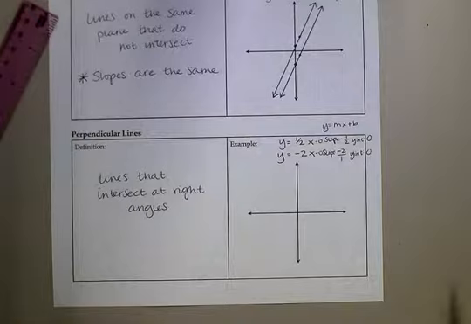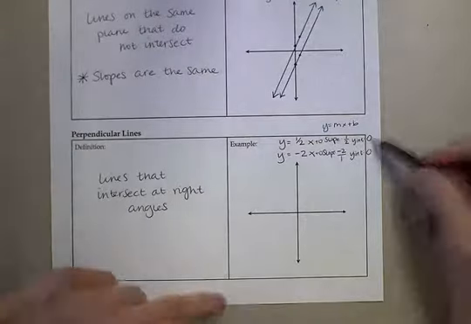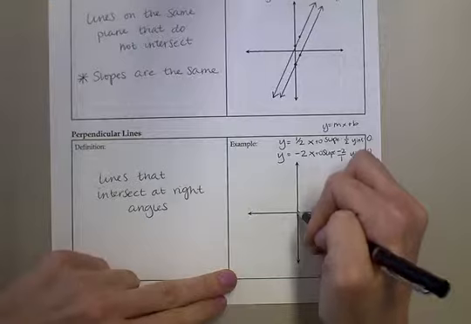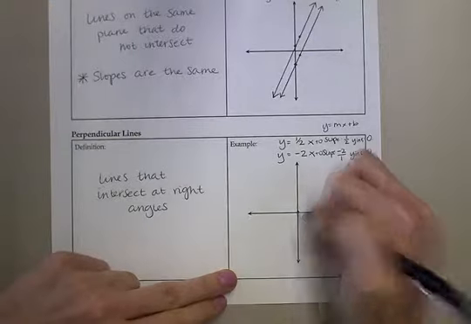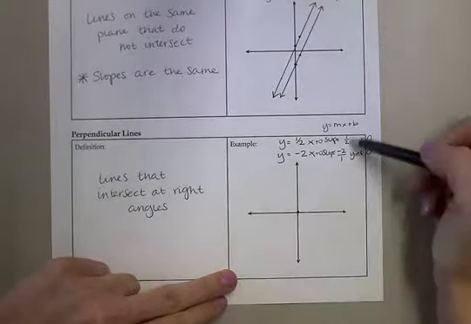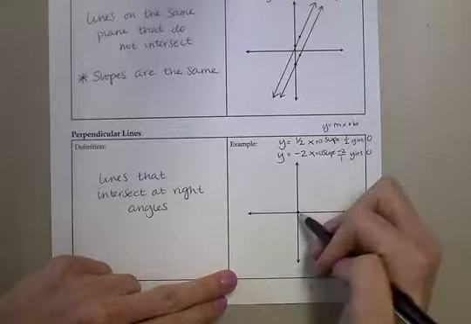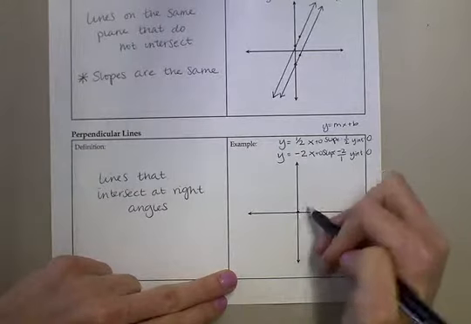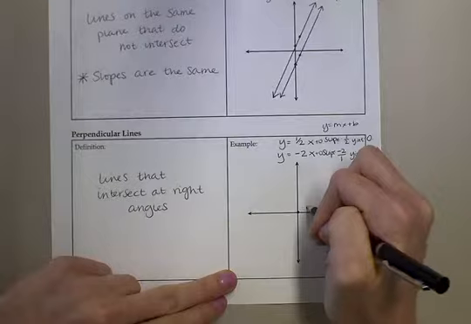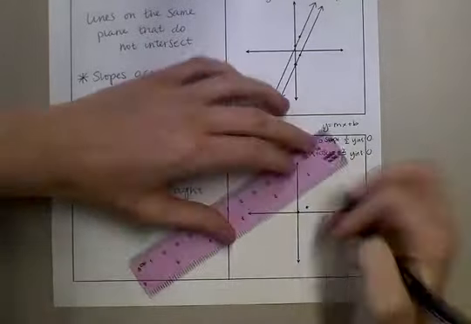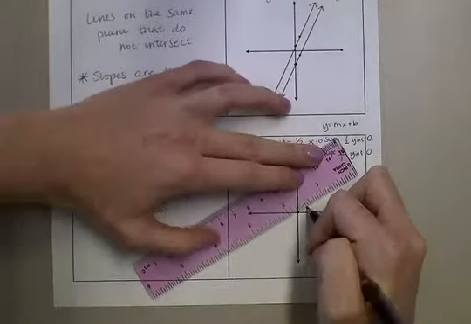Let's go ahead and graph these equations. For the first equation, y equals 1/2 x, our y-intercept is 0, so let's start at 0. Our slope, our rise over run, is 1/2, so we're going to rise 1 and run 2. So here is our first line.